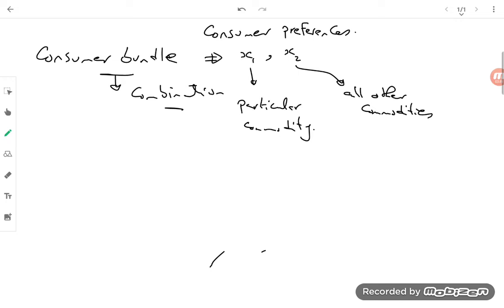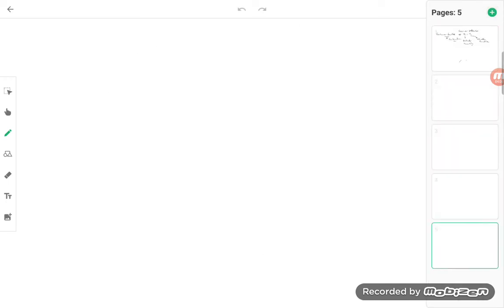So what are the different combinations of the two commodities? Each combination can be known as a market basket. So it's market bundle or consumer bundle or market basket. Okay, they are equivalent to each other. Okay, let's take an example in order to understand the idea.